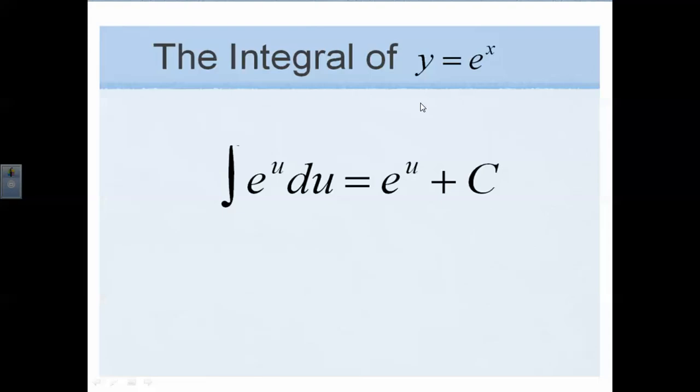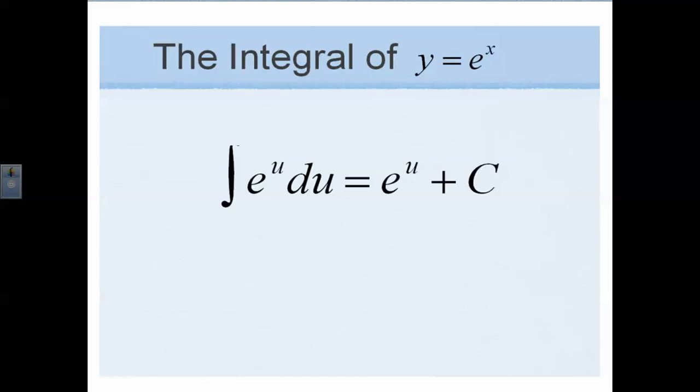Okay, so now let's move on into integrating e to the x, which is a very simple rule as well. The integral of e to the u du is just e to the u plus c. Now remember, if we're doing an indefinite integral, you've got to have the plus the constant on there.